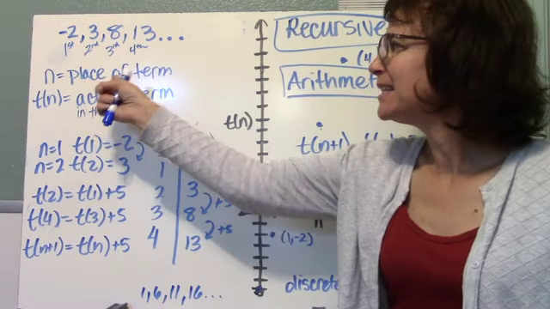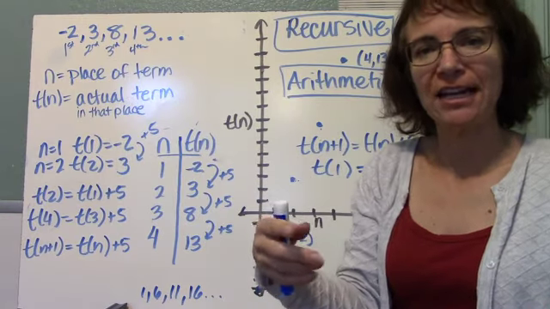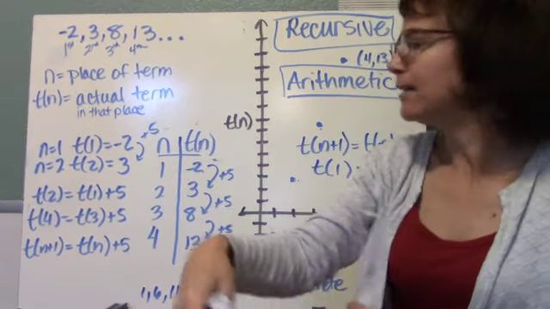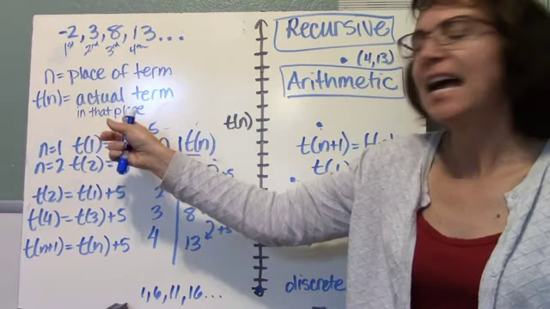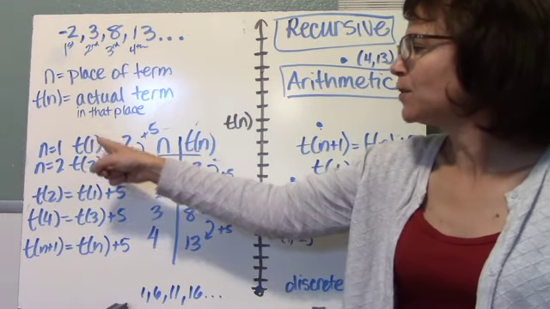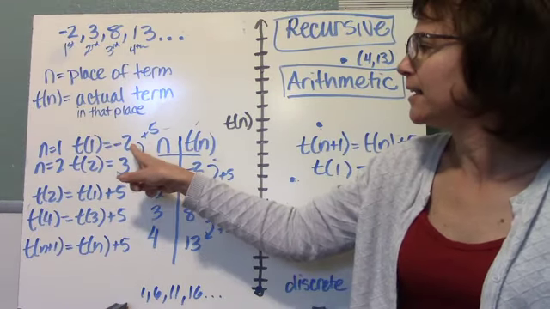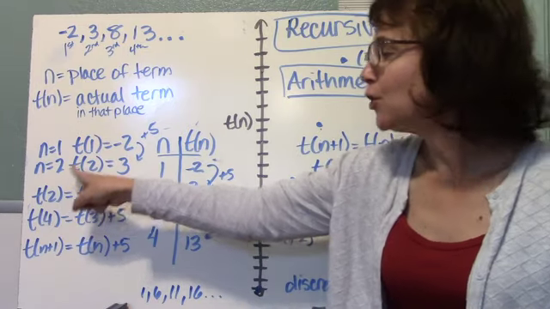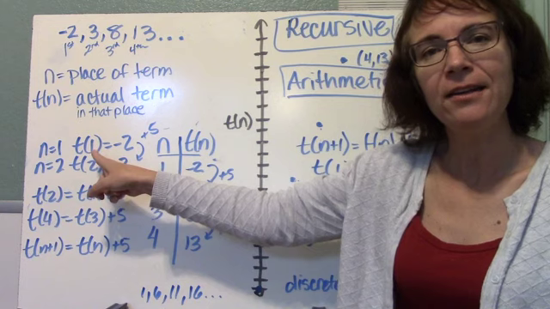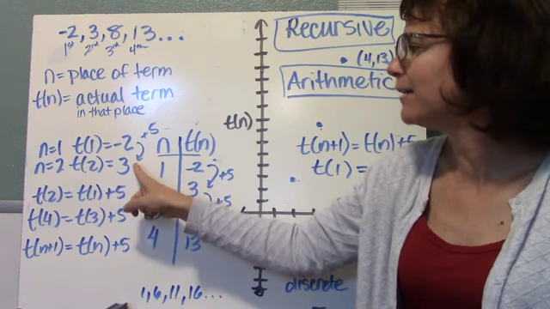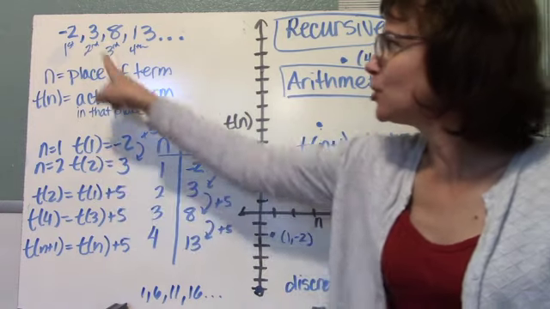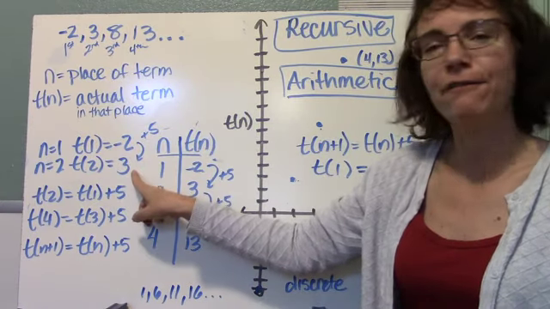So remember, n is the place of the term, like the first, second, third. So with n equals 1, t of 1 is equal to negative 2. And t of n is the actual term in that place, so the negative 2 in this case. So when n equals 1, we know t of 1 is equal to negative 2. When n equals 2, t of 2 is equal to 3. So if I know t of 1, all I have to do is add 5 to get to t of 2. So I can get to that next term just by adding 5.